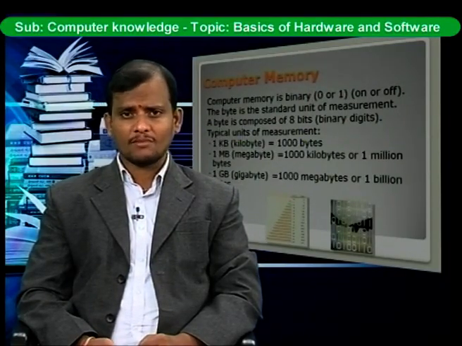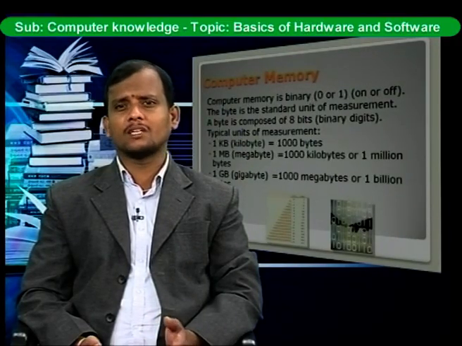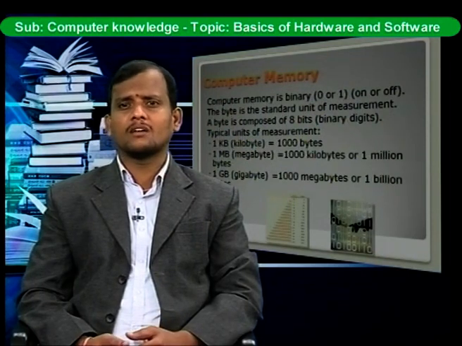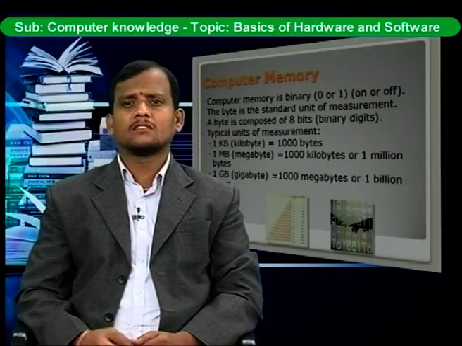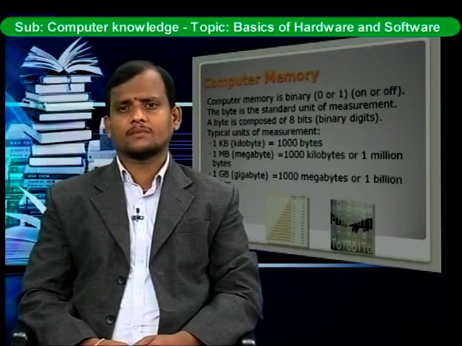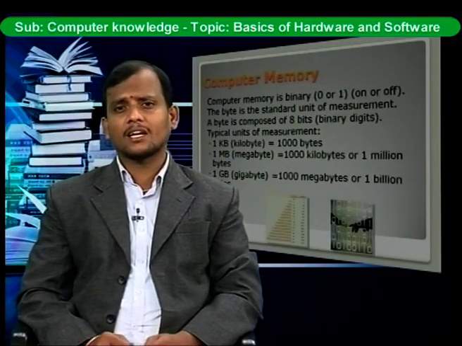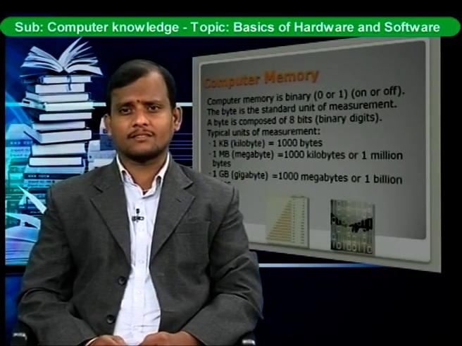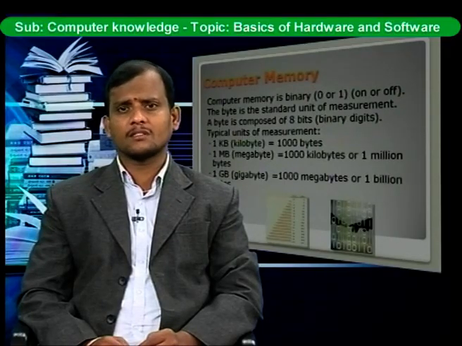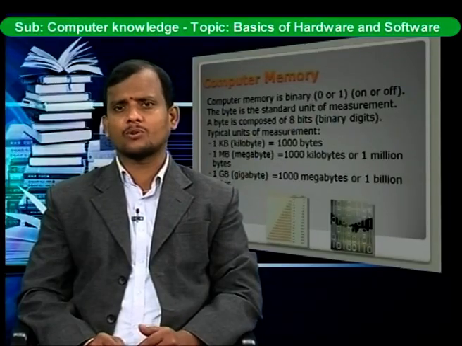Like for the measurement, 1 KB could be 1000 bytes, 1 MB would be 1000 kilobytes, or 1 million bytes. 1 GB is 1000 megabytes, or 1 billion bytes, right? So in the computer, the data is stored in zeros and ones, and that is called binary digits, right? So in the computer memory, the data is stored in zeros and ones.